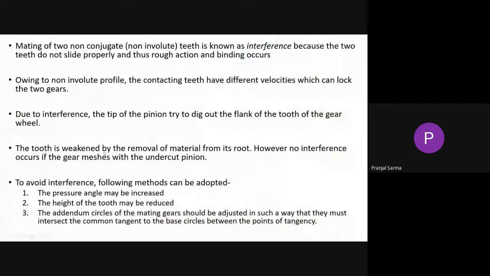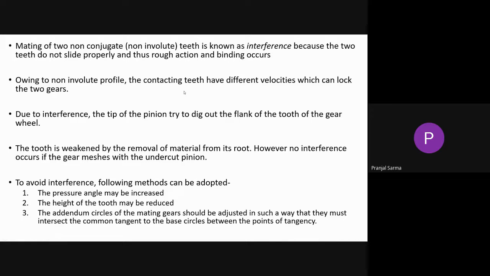Basically, the meeting of two non-conjugate, non-involute teeth is known as interference, because the two teeth do not slide properly and some rough action and binding occurs in between. Owing to this non-involute profile, the contacting teeth have different velocities, which can even lock the two gears if this problem happens.